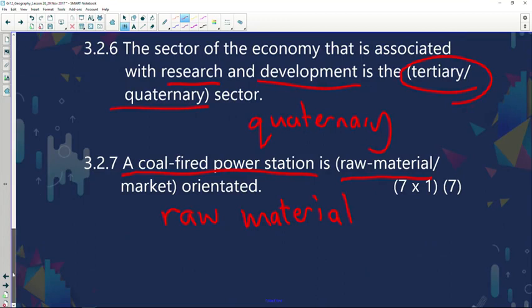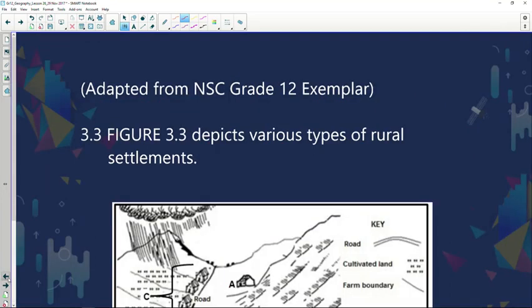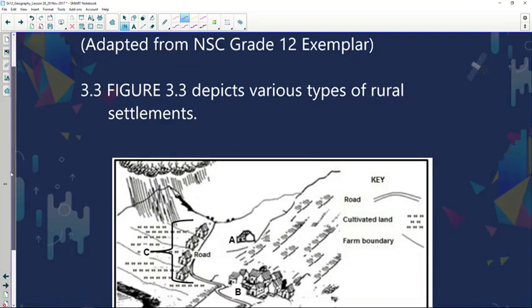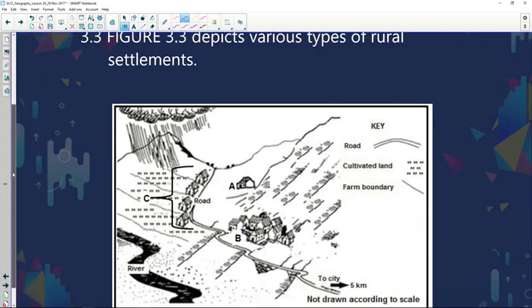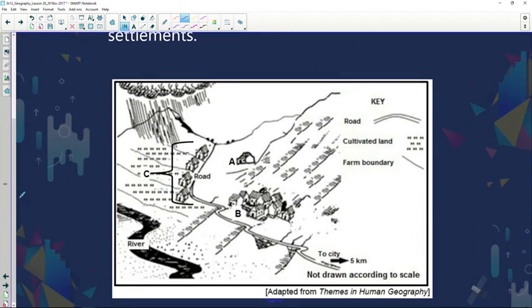Okay, let's quickly continue with our answers and see what we have over here. Figure 3.3 depicts various types of rural settlements. Now, if you just quickly have a look before we answer the questions, what is a rural settlement? Let's just quickly define a rural settlement. It is usually where we focus on primary activities, for instance, farming, fishing, mining, or forestry.